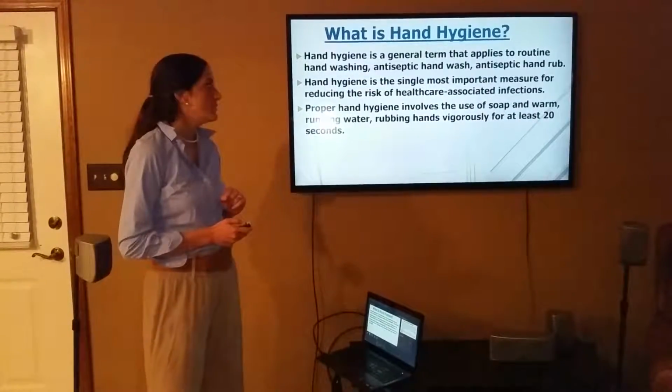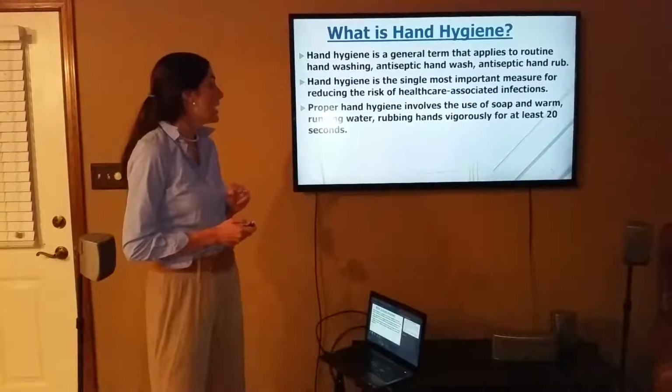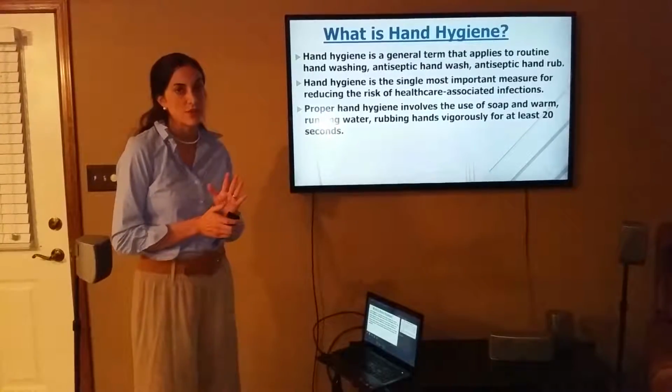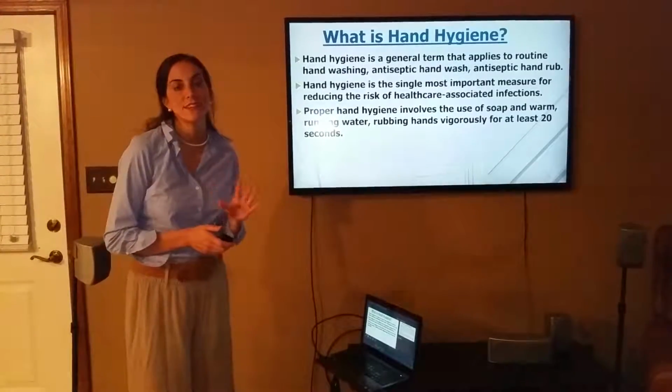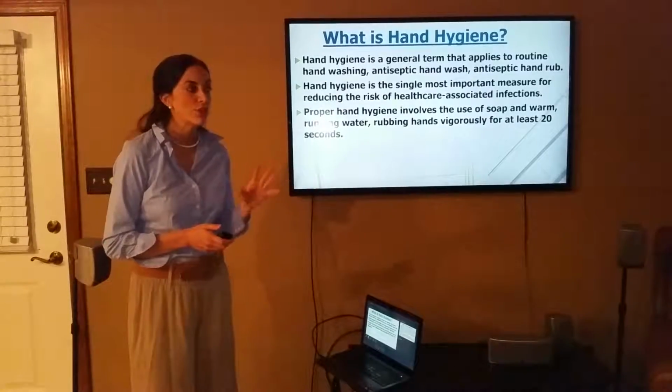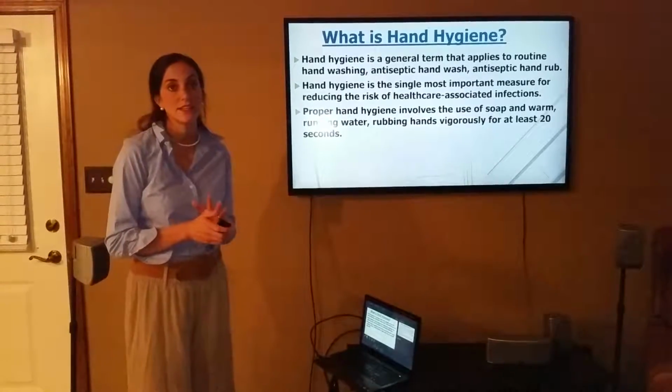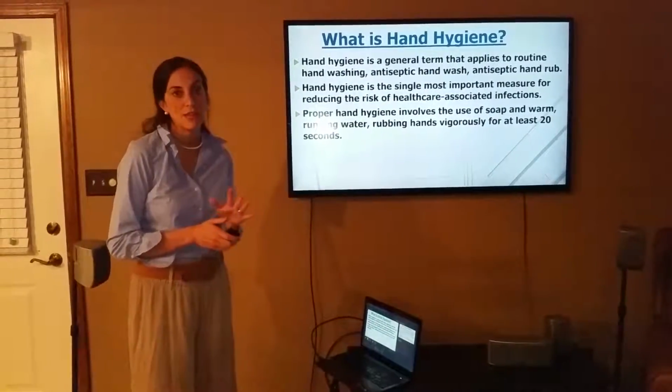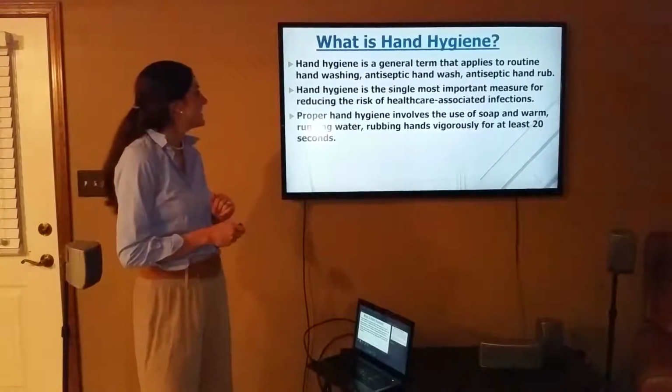Proper hand hygiene involves the use of soap, warm water, rubbing hands together vigorously for 20 seconds. Now I know that sounds like a long time, but when we review the proper techniques to wash our hands, we're going to barely be able to do it in 20 seconds, okay?